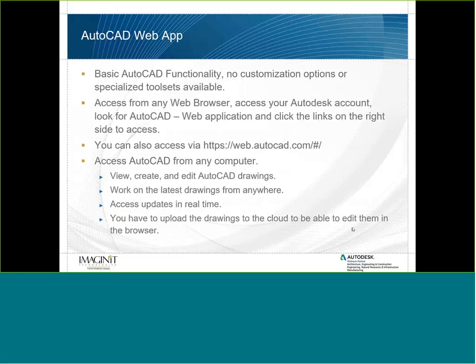And then the web app. So this is, again, very similar to the mobile app, but this is basic AutoCAD functionality. Again, no customization or options for the specialized tool sets are available. The nice thing is you can access this from any web browser. You access your Autodesk account, you look for the AutoCAD web application, and click the little chain links on the right to access. You can also access through web.autocad.com.